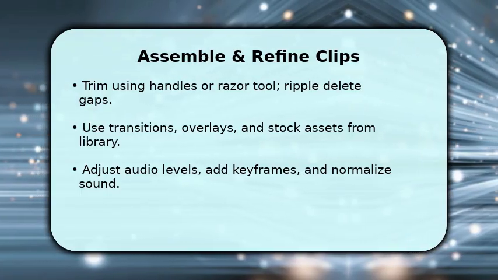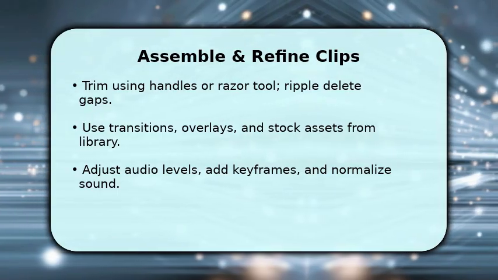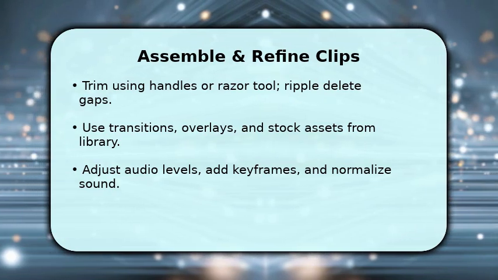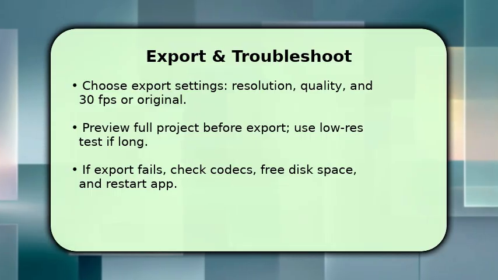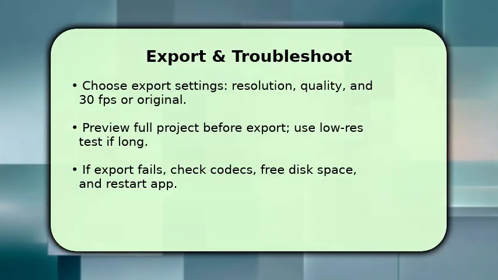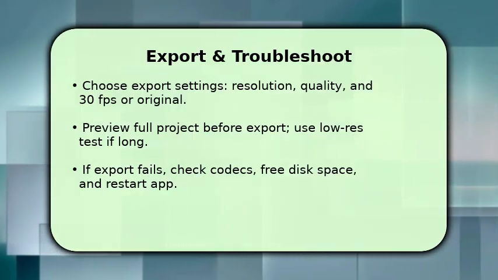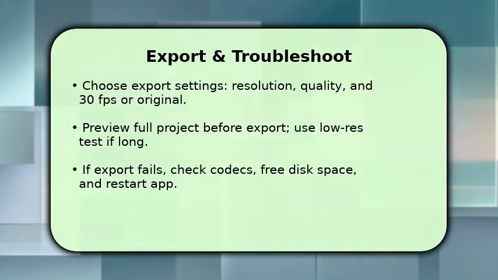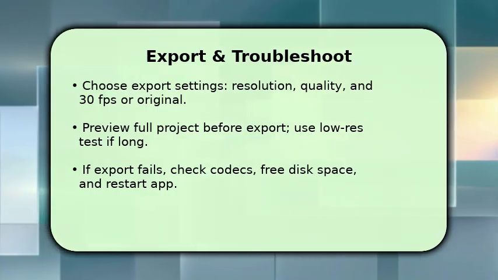For sound, normalize audio, reduce background noise, and add subtle keyframes to balance dialogue and music, so viewers hear everything clearly without abrupt jumps. You're ready to export. Pick resolution and quality. Use original frame rate or 30 FPS for web. Preview the full project once more, and if it's long, run a low-res test export to confirm edits and audio sync. When satisfied, export and save to your desired location or upload directly to a platform.